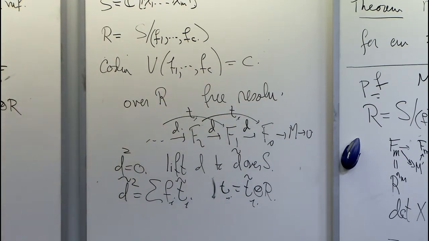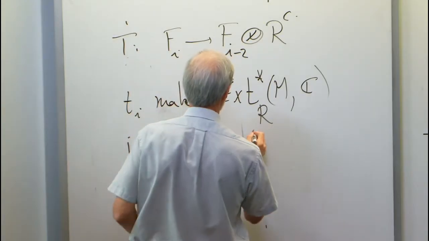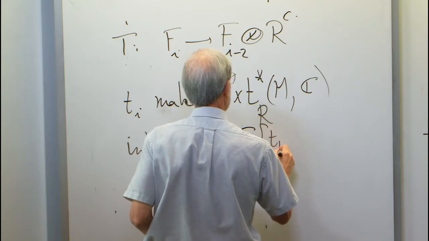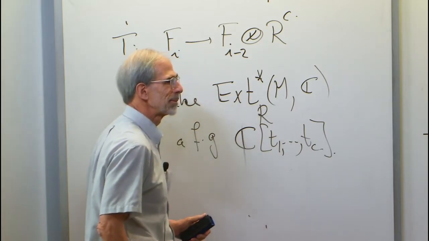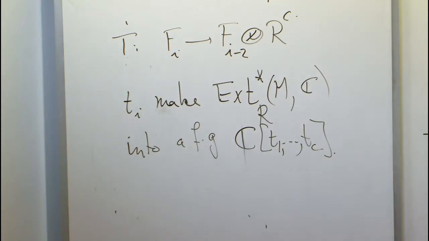So what's true is that the Ti's make X star over R, C, into a finitely generated module over the polynomial ring C of T1 through Tc. That's sort of the general statement here.